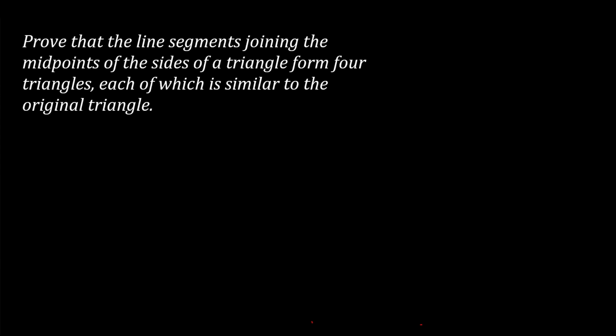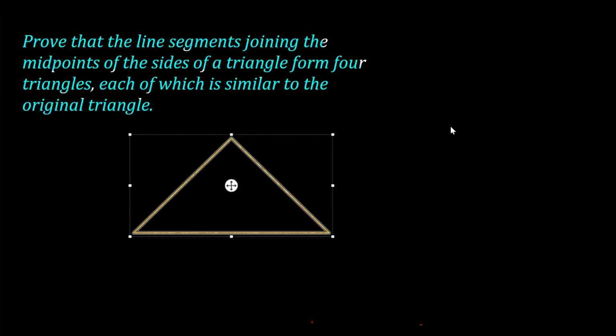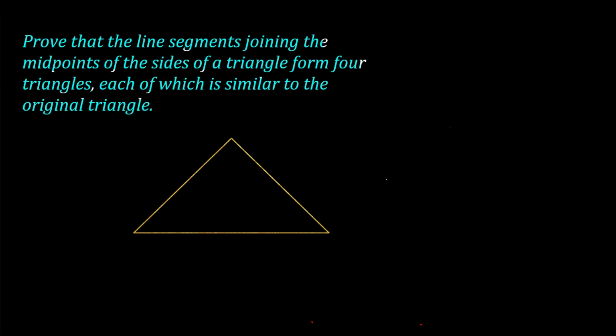In this question from the chapter Similar Triangles, it says, prove that the line segments joining the midpoints of the sides of a triangle form four triangles, each of which is similar to the original triangle. So let's begin with making a triangle first. I made a triangle over here, and I'm going to join the midpoints of these sides.